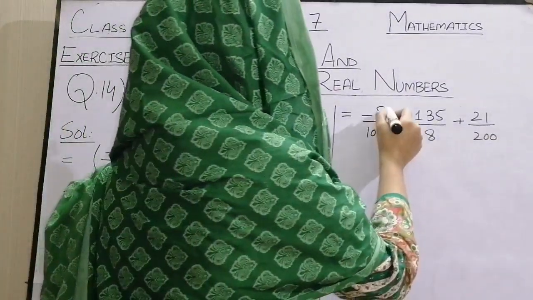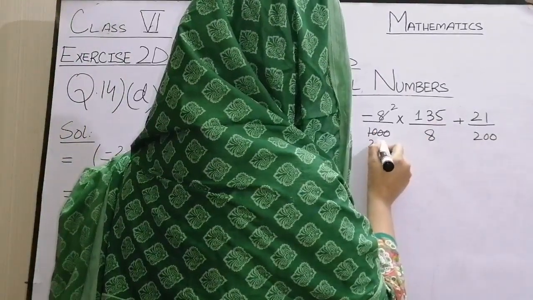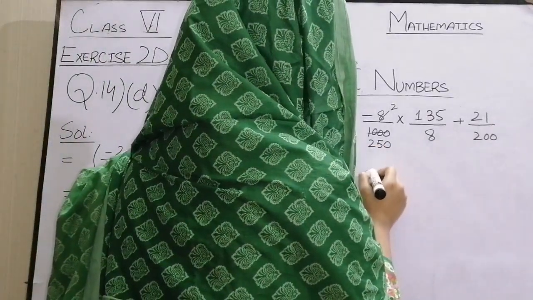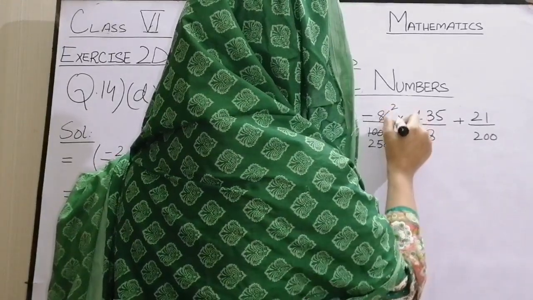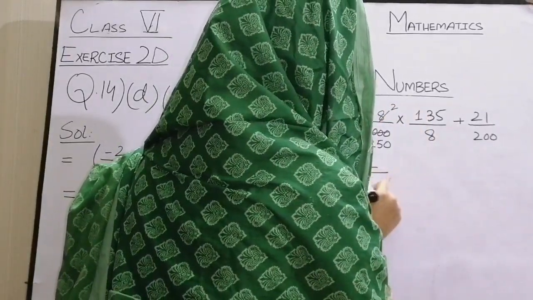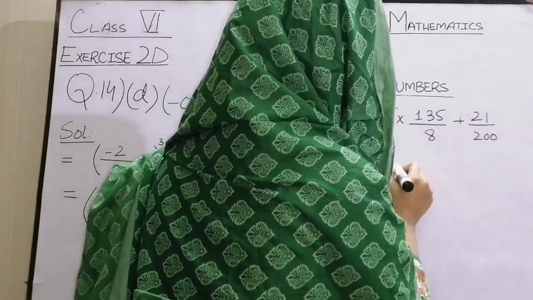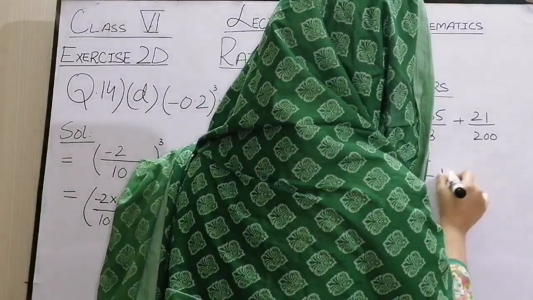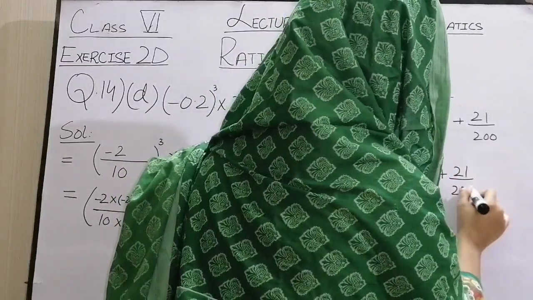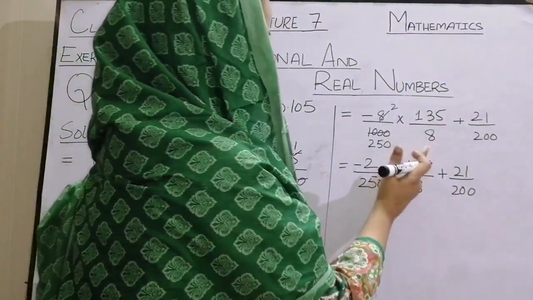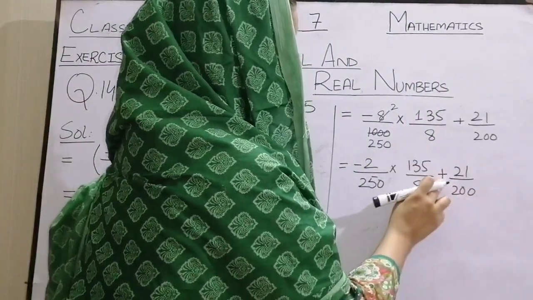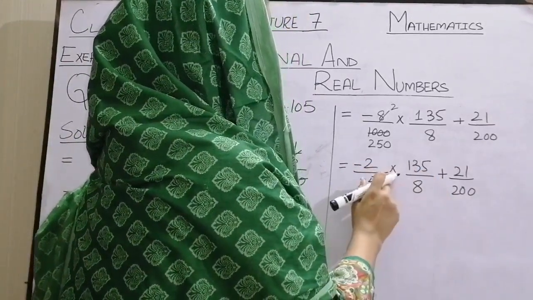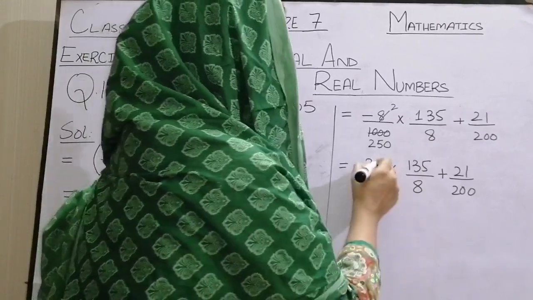Do the cancellation where possible. 4 2s are 8. And we are left with minus 2 over 250 multiplied by 135 over 8 plus 21 over 200. We cannot do cancellation this way because there is a plus sign in between. We always do cancellation in cross when there is a multiplication sign in between the fractions.